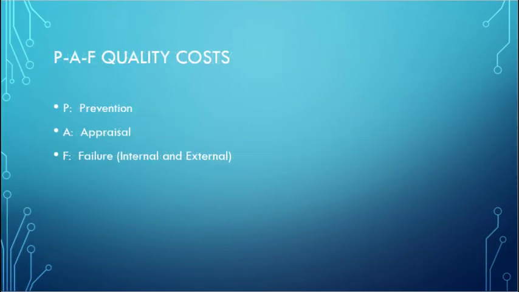The costs of quality fall into three categories. Prevention, which is the resources that we spend on trying to prevent defects. Appraisal, which is the resources that we spend trying to check whether we have produced a quality product or not. And then failure costs, which are internal and external. Internal failure costs are when we're smart enough to have caught the problem ourselves. And external failure costs are what happens when the product has gone out of our doors and now a customer has detected that failure.